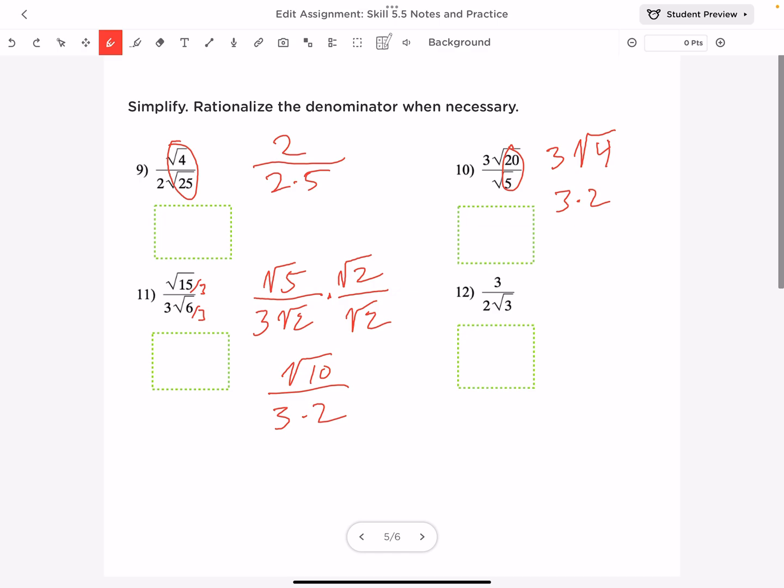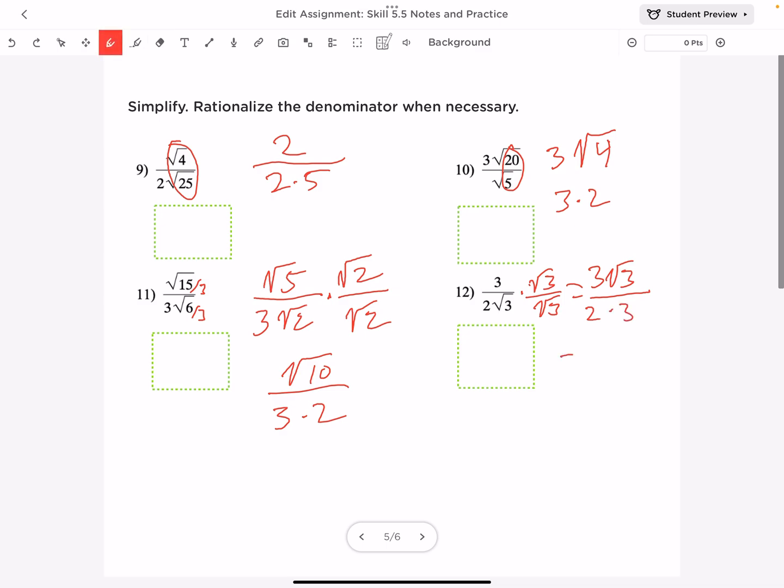Same thing with number 3, except we can't simplify any further. So now I'm just multiplying by root 3 over root 3. When I do that, I get 3 root 3 over... now this is 2 times the square root of 9, but of course we don't need to write square root of 9, so that's going to be 2 times 3.